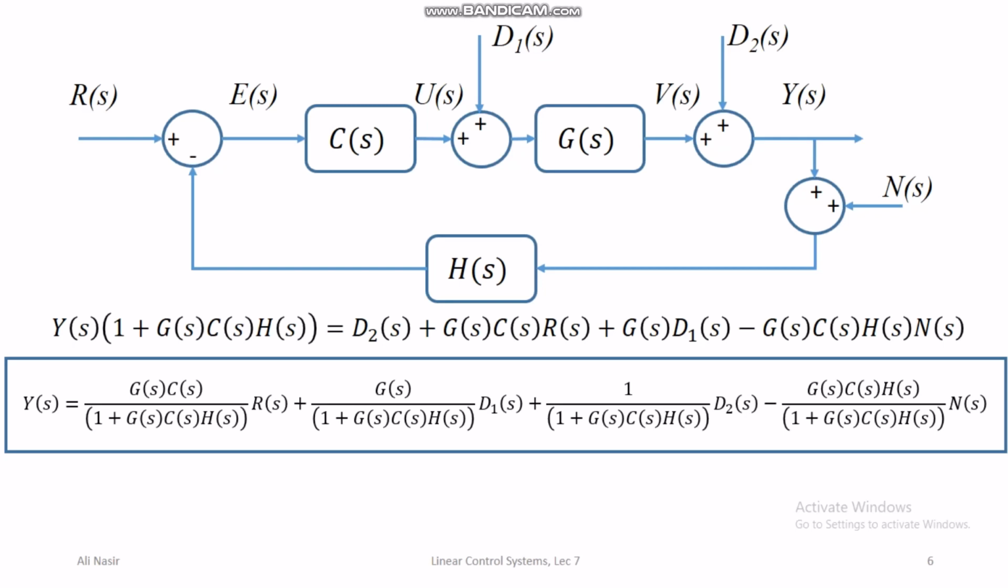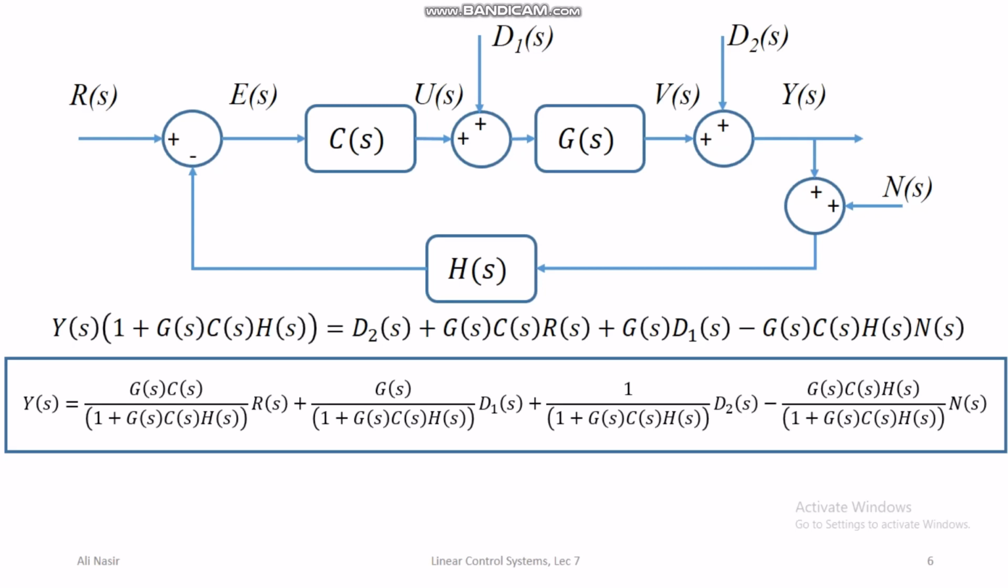And if you look at the block diagram and you see the direct path from r of s towards y of s, you see that in that direct path between r of s and y of s, there are two blocks, c of s and g of s. So the numerator of the term that is being multiplied with r of s is basically the direct path between y of s and r of s.